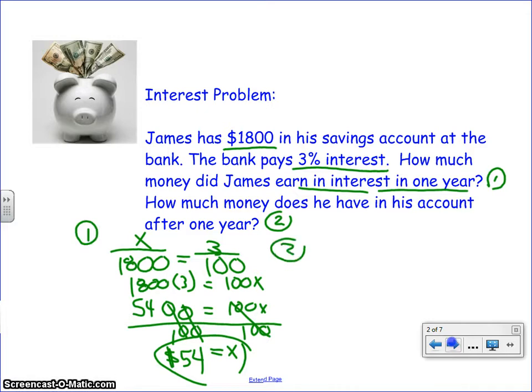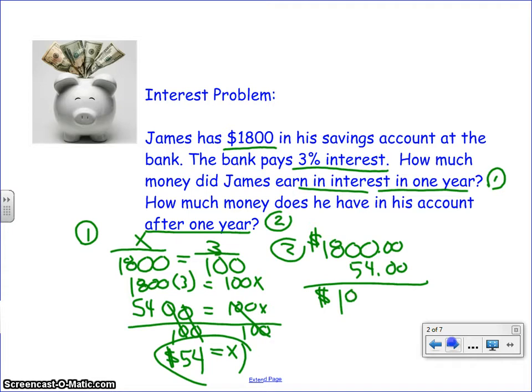So that's the answer to number one. Number two question says, how much money does he have in his account after 1 year? Well, he started with $1,800, right? And he earned $54. So how much money does he have at the end of the year? $1,854. All right?